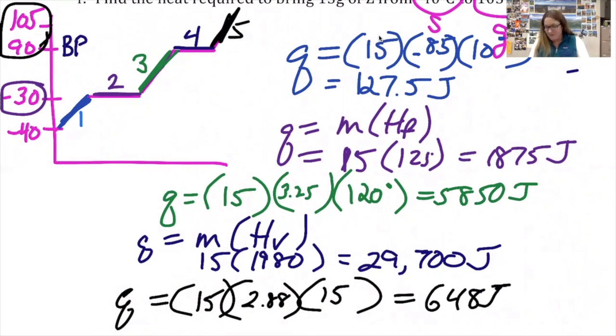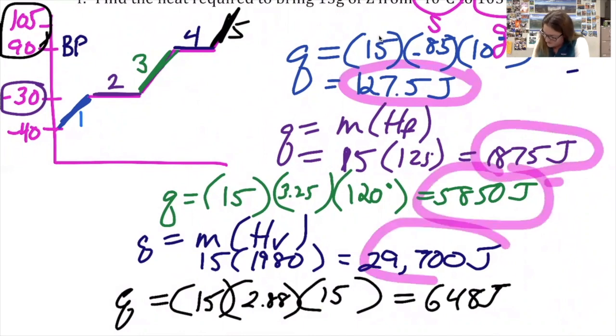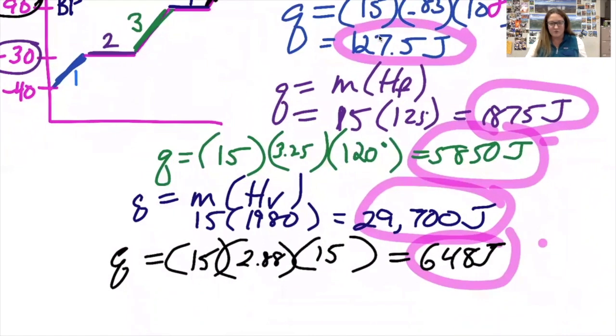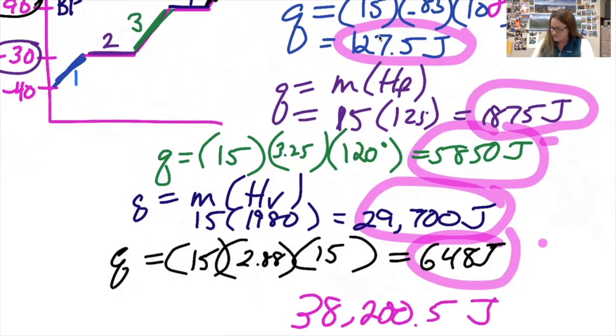Now, what I need to do to get my final answer, I need to add this number, this number, this number, this number, and this number together. All 5 of the joules need to be added up. 127.5 plus 1875 plus 5850 plus 29,700 plus 648. Giving me a grand total of 38,200.5 joules.